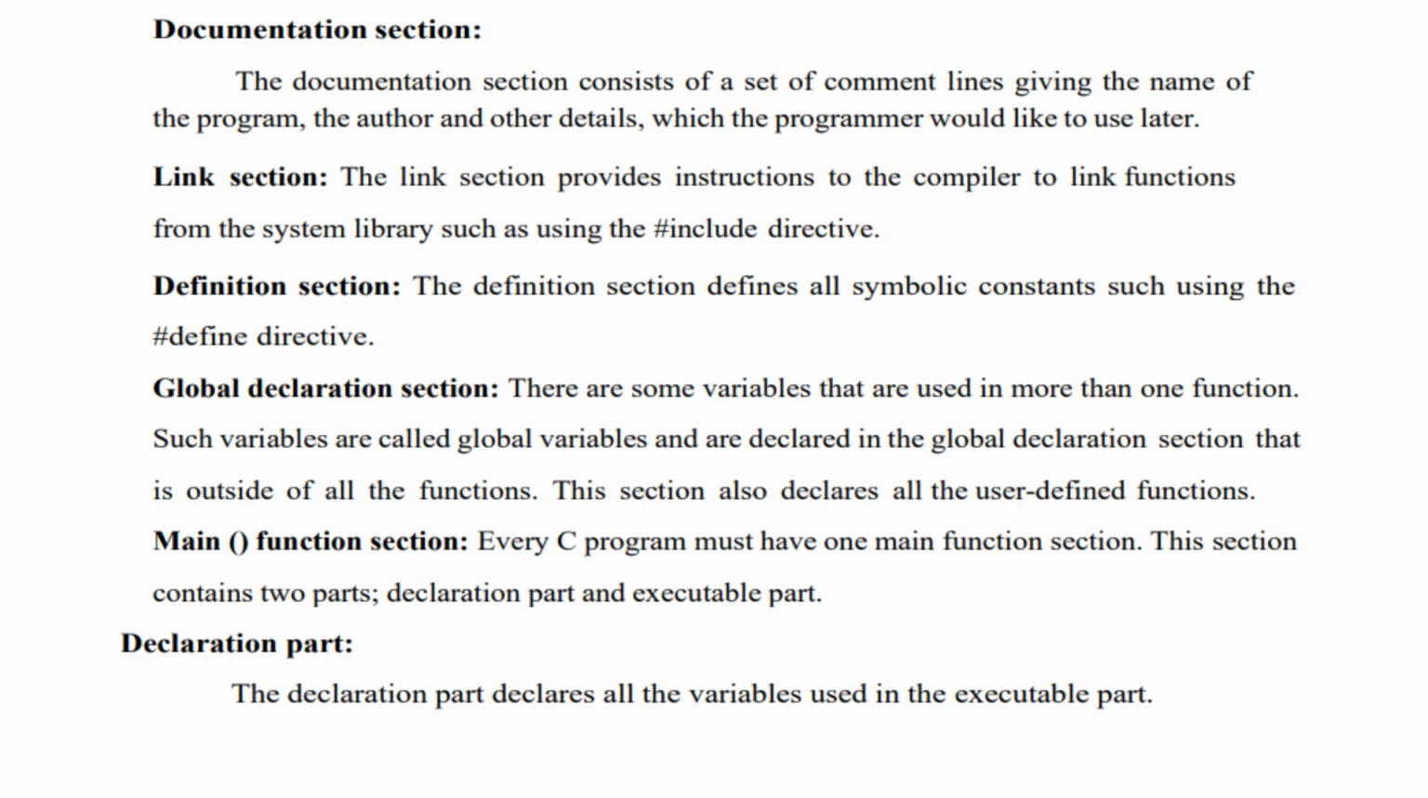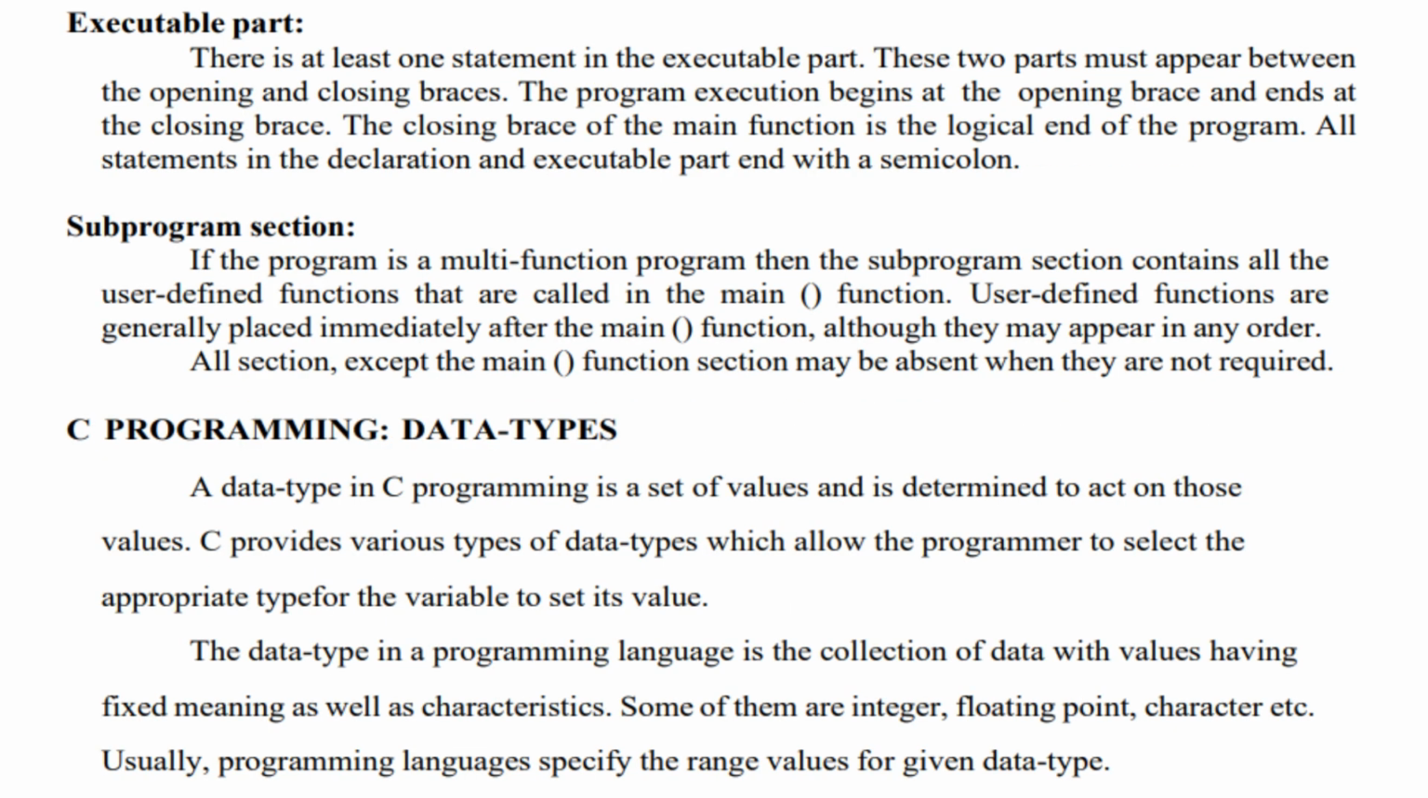Main function section. Every C program must have one main function section. This section contains two parts, declaration part and executable part. Declaration part. The declaration part declares all the variables used in the executable part. Executable part. There is at least one statement in the executable part. These two parts must appear between the opening and closing braces. The program execution begins at the opening brace and ends at the closing brace. The closing brace of the main function is the logical end of the program.